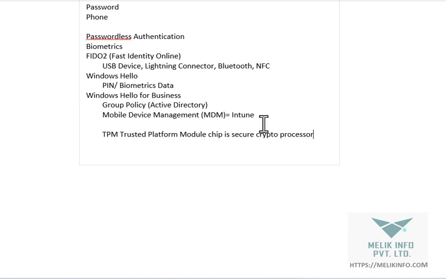Let's talk about self-service password reset. Self-service password reset is a feature of Azure AD. It allows the user to change or reset their password. They don't need an administrator's intervention or help desk involvement. Standard users can be allowed to change or reset their password if needed.